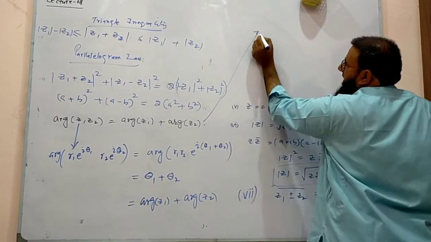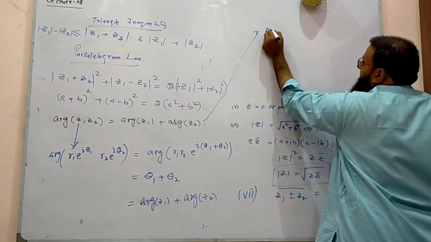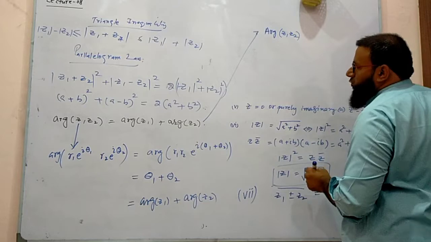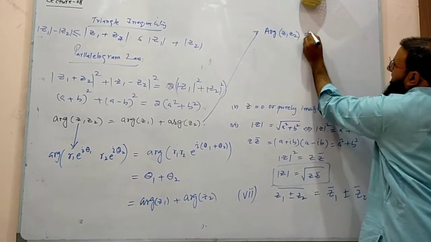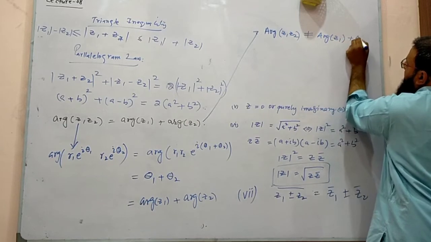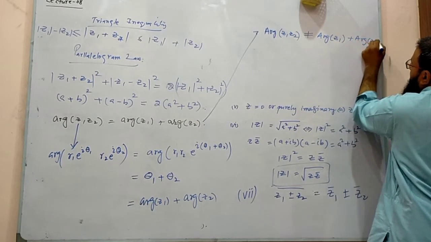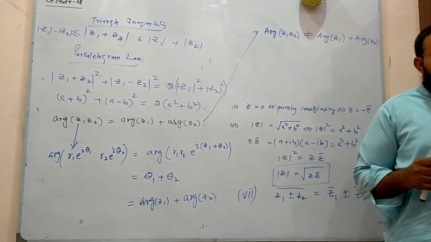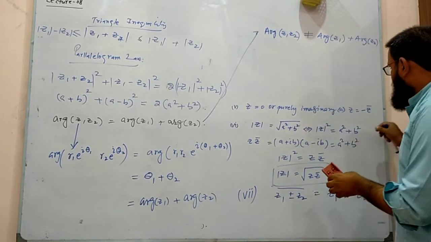Related to this, we have an idea. The principal argument of Z1 times Z2 is not the same as the principal argument of Z1 plus the principal argument of Z2. Why? Why is that so?